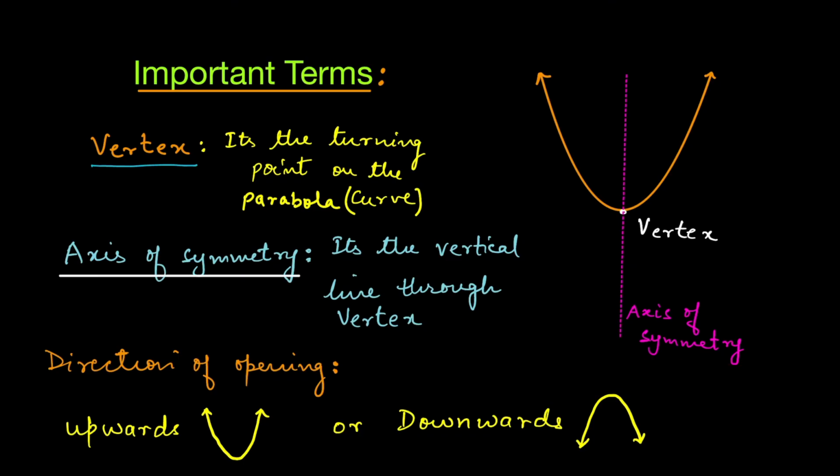Next is now direction of opening. So this is the part where it is open. So we say it is open upwards. So it can have two directions of opening. One can be in the upward direction, so here upwards we say, and the other downwards. So it will be open downwards, or we can say it is upside down.